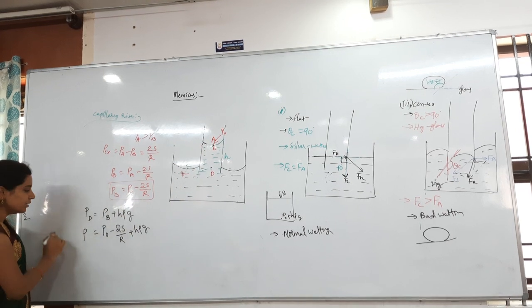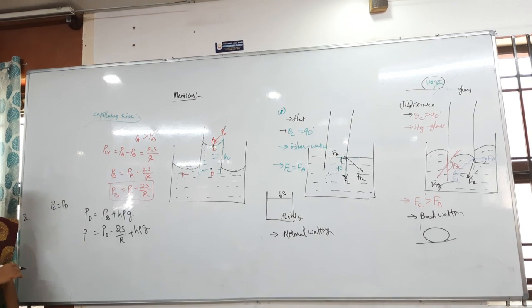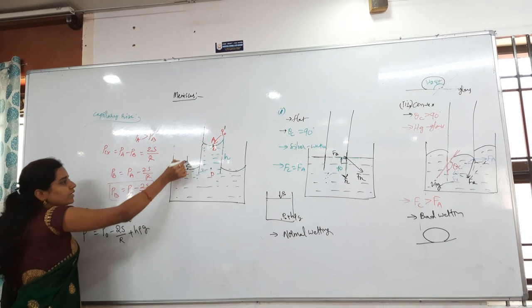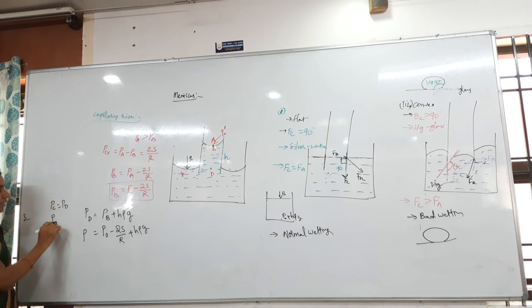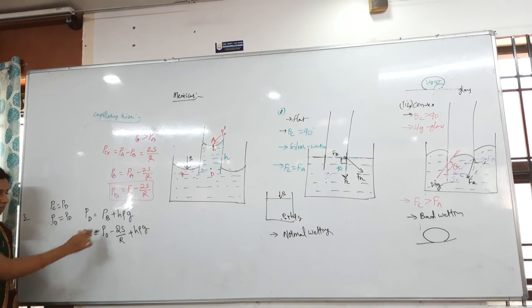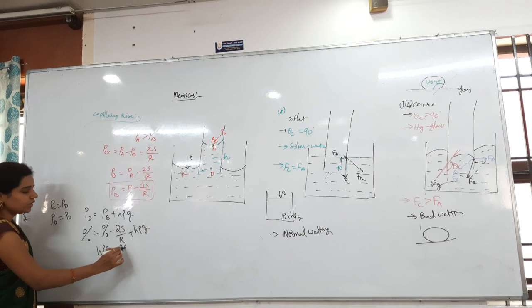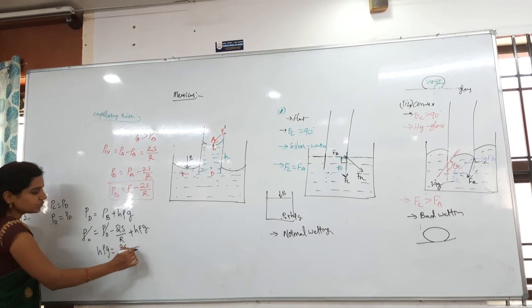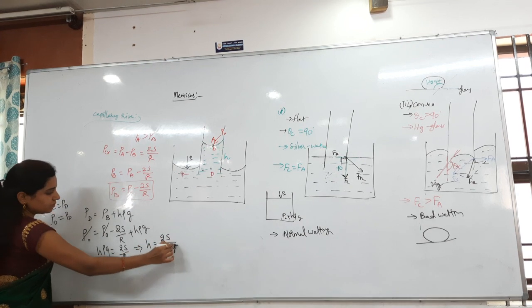What I can say here? PC is equals to what I can say? PD. PC is equals to PD. And PC outside what is there here? Atmospheric pressure P naught is there. So that in the place of PC I can write it as P naught. P naught is equals to PD. So that in the place of PD what I can write? P naught. P naught gets cancelled. H rho g is equals to what I can say? 2S by R. Then H is equals to 2S by R rho g.